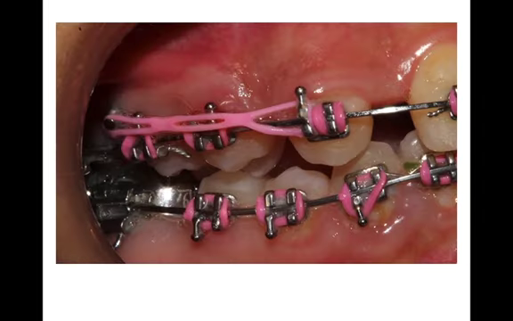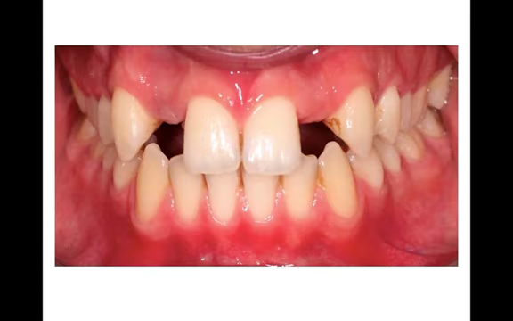If you look, the power chain here, the pink one, is attached to the mini screws in the gingiva rather than to the tooth. So now we can retract the canine without any problem. And why is that important? Because if you see this case here, it's a textbook photograph again.